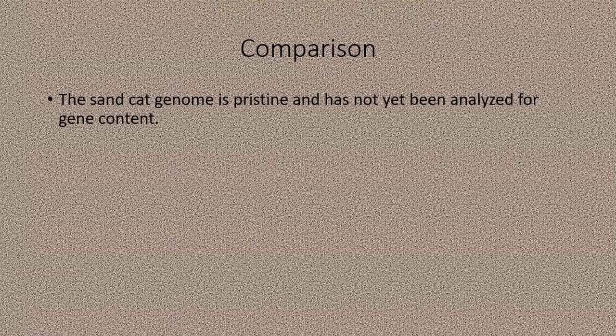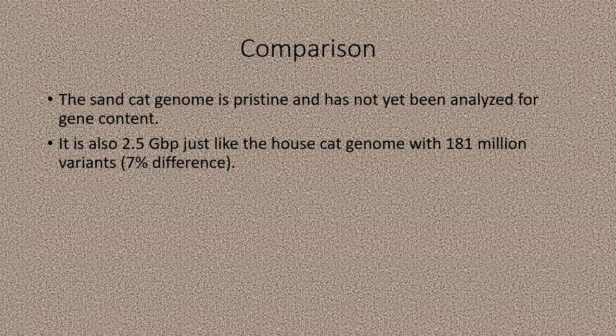And so, just as a comparison, the Sandcat genome has been assembled. It is in a whole genome sequence format, but it is pristine. It has not yet been analyzed for its gene content. We don't know where the genes are. It is also 2.5 billion DNA letters long, just like the house cat genome, but there are 181 million variants, or 181 million positions between the house cat and the Sandcat, where there are differences in a DNA letter. That accounts for about a 7% difference.